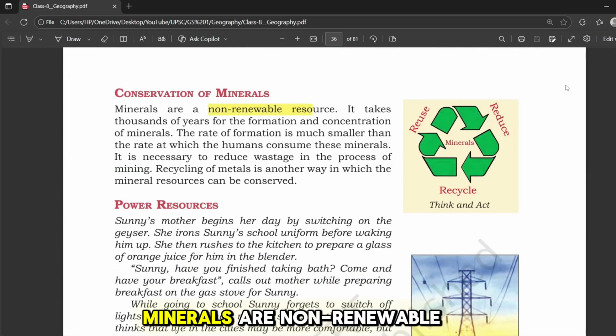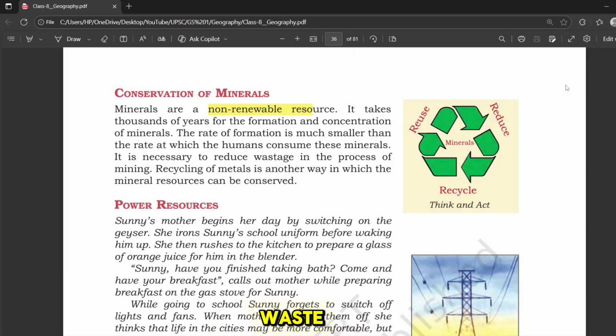But remember, minerals are non-renewable. That means once they are gone, they are gone. They don't come back soon. So we should use them carefully and recycle, reuse, and avoid waste. That's what we call conservation of minerals.